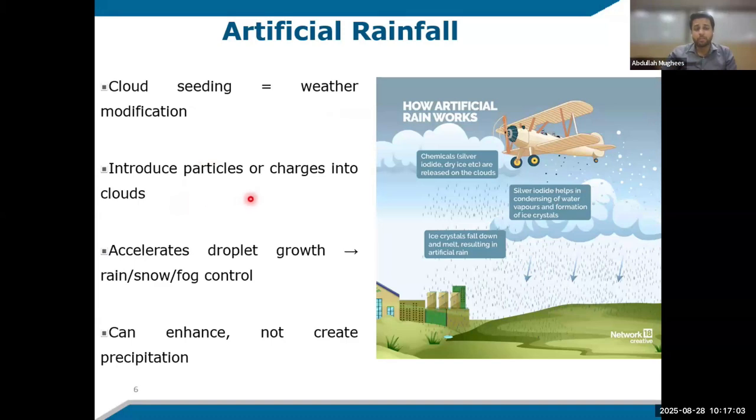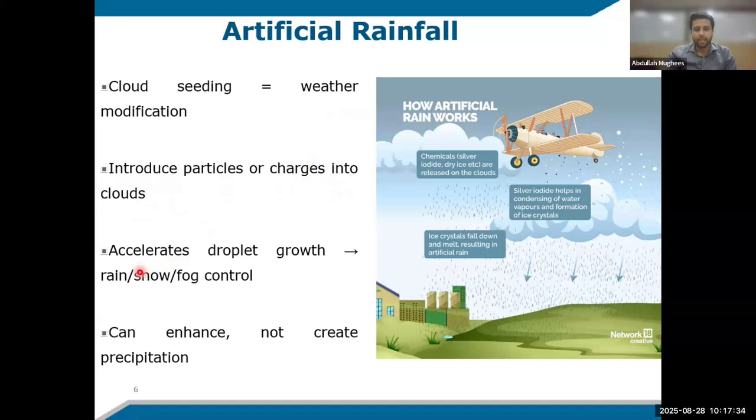So it introduces particles or charges into the cloud. So at the moment, we are looking at this introducing the particles, which is chemicals, or charges into it. We'll go ahead and look into this charges into the cloud part a bit later, because this is one of the more advanced techniques that nowadays we are using, right? So we'll just hold on to this charges into the cloud part and look into it in a few minutes.